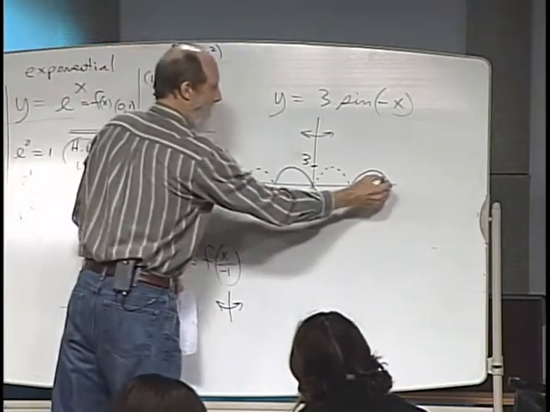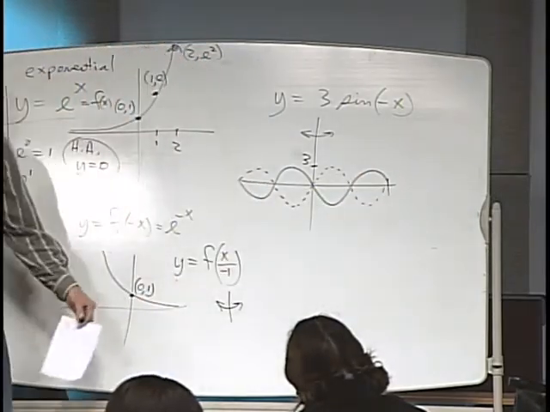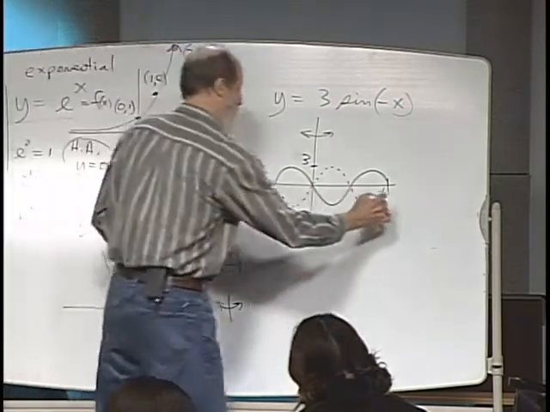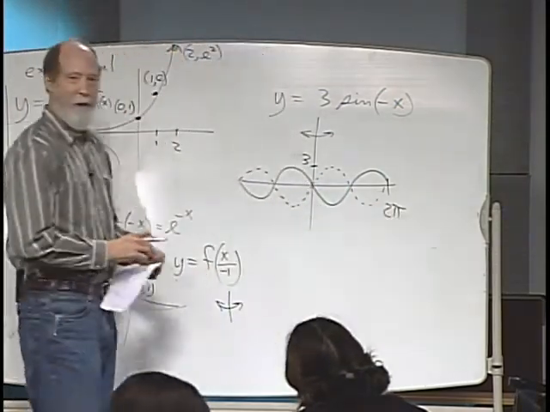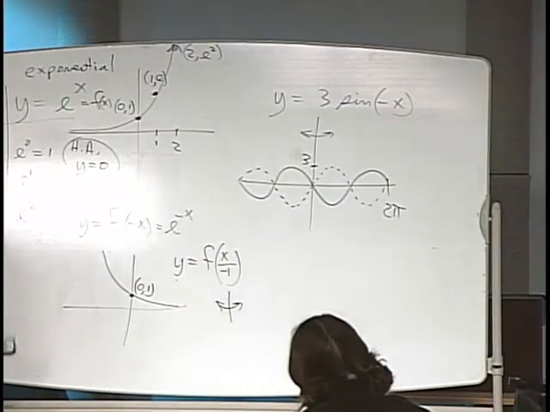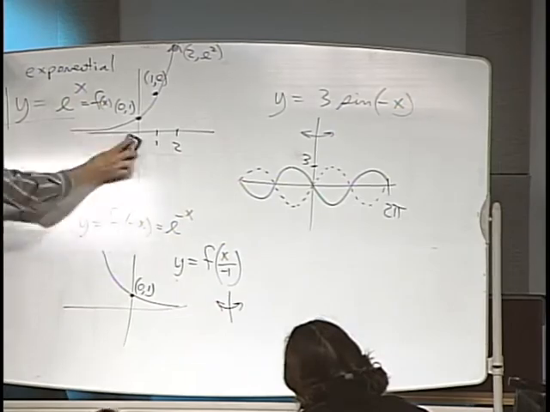And the period? Any change in the period? Still 2 pi. Okay. All right. I'm going to erase this algebra back here.